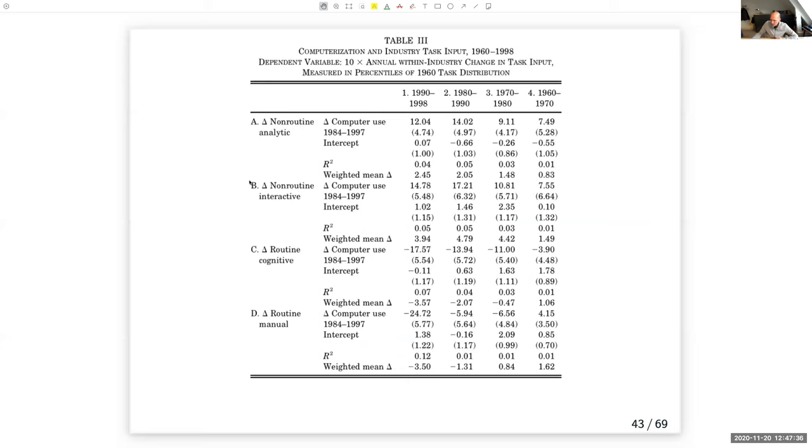So if you focus on the non-routine analytic tasks, its change regressed onto the change in the computer use between 84 and 97 for each of these different time periods. So this is the 90s, the 80s, the 70s, 60s. What you see is that the coefficient is positive, as you would expect for non-routine tasks, and it's significant. It's true in the 90s, it's true in the 80s, and the point estimates are bigger for the 80s and the 90s than they are for the 60s and the 70s, when they are only marginally statistically significant.